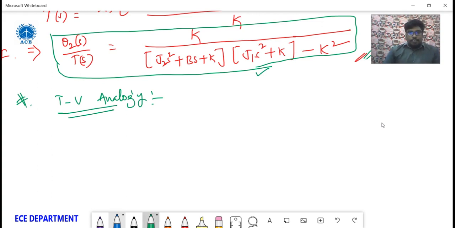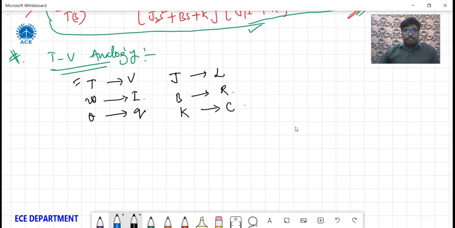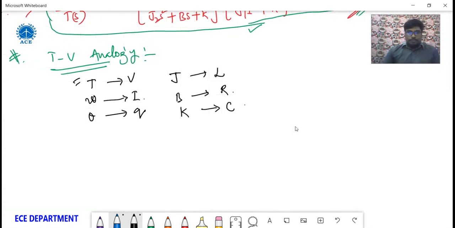In the torque-voltage analogy, you have to remember compulsorily: torque becomes voltage, angular velocity becomes current, angular displacement becomes charge, the inertia element becomes inductance L, the dashpot becomes resistance, and the spring element becomes capacitance. You need to remember all of this analogy, then only will you be able to make the analogous system conversion, otherwise not.